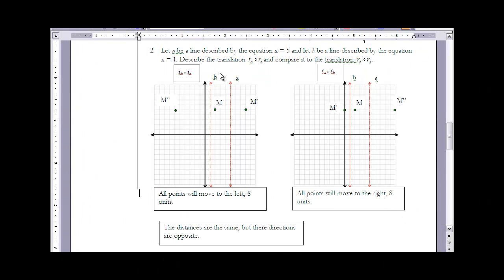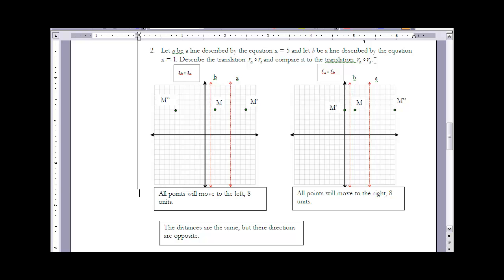So let's take a look at number 2 here. It says let A be a line described by the equation x equals 5. So I've graphed that here. Let B be the line described by x equals 1. I've graphed that in both of these. And then it says describe the translation of the reflection over A following the reflection over B, which I have over here, and compare it to the translation of the reflection over B following the reflection over A.